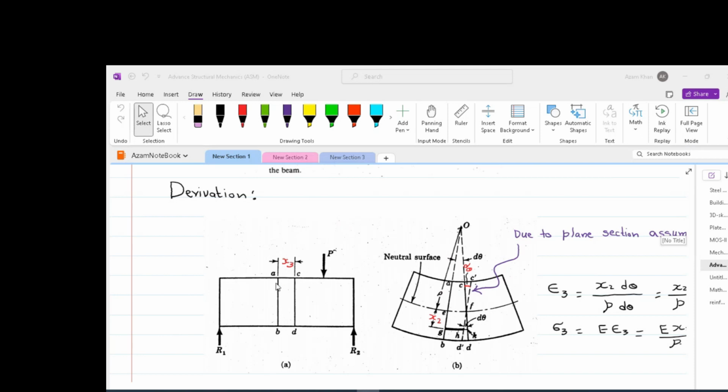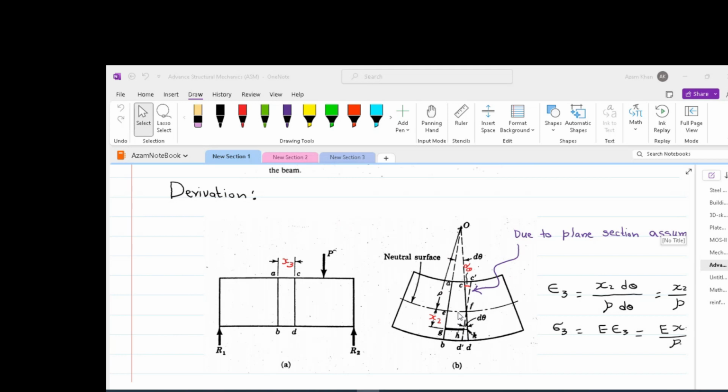So if AC comes closer and BD goes further apart, then that means there is a region under compression and a region under tension. Then there must be a point where the section changes from compression to tension. And at that point, the force would be zero. The neutral axis is actually that line about which the total force is zero.